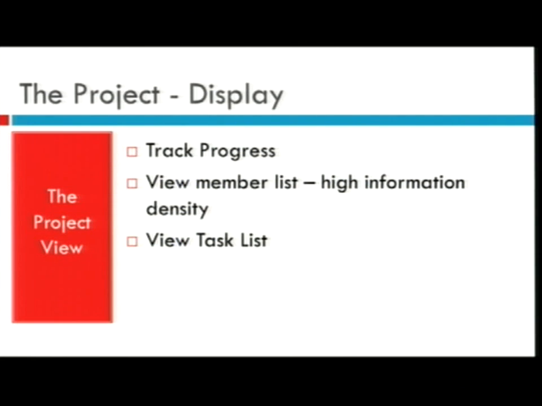It has a list of all the members with a very high information density. It shows you the progress of each member, like how many tasks are assigned to that member, how many he has completed among them, and the priorities of the tasks. You can also view the task list within the project. We'll be seeing more during the demo.